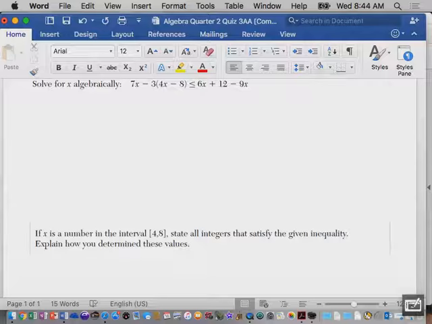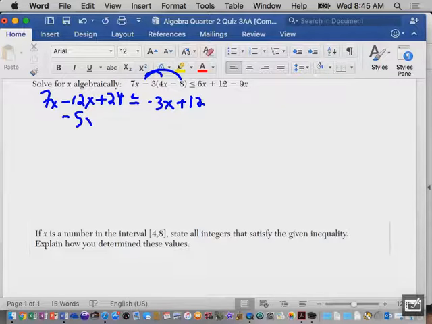Ready? What kind of 3 is this? Negative. So I'm going to distribute the negative. So I want to get over on the left here, 7x minus 12x plus 24 less than or equal to, let me do this all over again because it's getting sloppy. Distributing the -3, I get 7x minus 12x plus 24 is less than or equal to. Now on the other side, I'm going to do a little combining like terms here. 6x and -3x, and -9x is -3x, plus 12. A little combining here: -5x plus 24 is less than or equal to -3x plus 12.